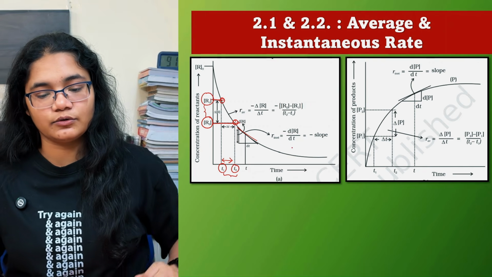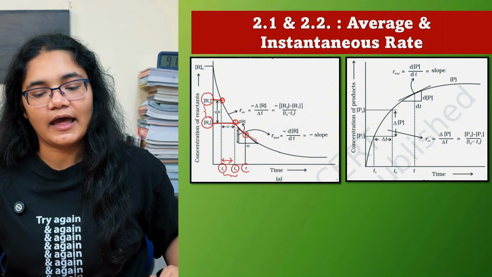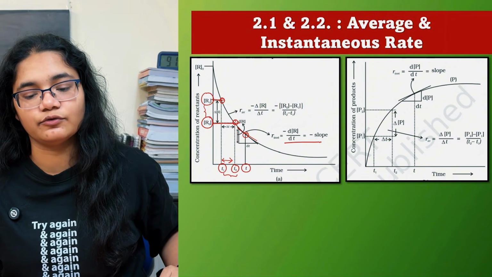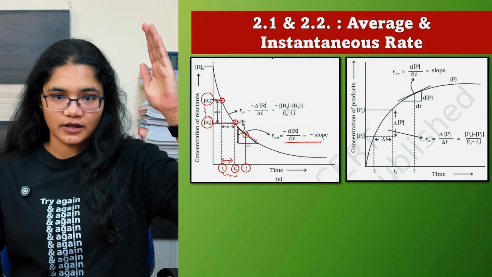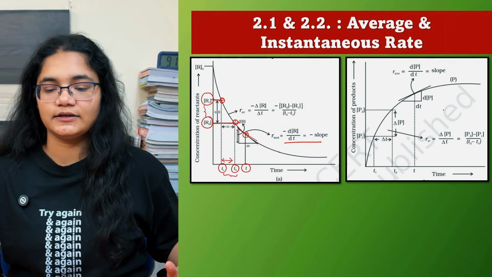So if there is a particular curve, and if you draw its tangent at that particular time, then the slope of this tangent will give you the instantaneous rate. This is for the reactant graph. If you have the product graph where the concentration is increasing, you have the same thing.